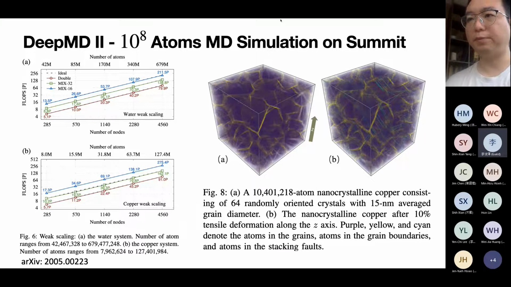On the right-hand side, what we see is a nanocrystal of copper. Purple, yellow, and cyan represent the atoms in the grain, the atoms in the grain boundary, and so on. So these are nanocrystalline or polycrystalline. You have granular structure, and the purple ones are in each micro or nano grain. Between the grains, you have grain boundaries, which are represented by the yellow atoms. Then there are structural faults, or stacking faults, or fractures, and these are the ones in cyan.